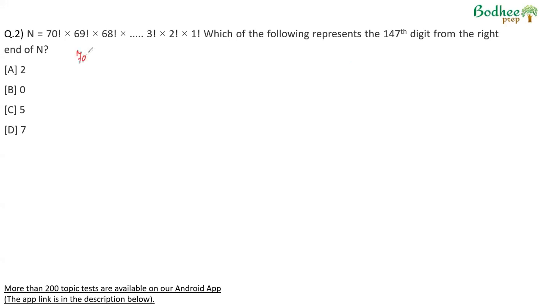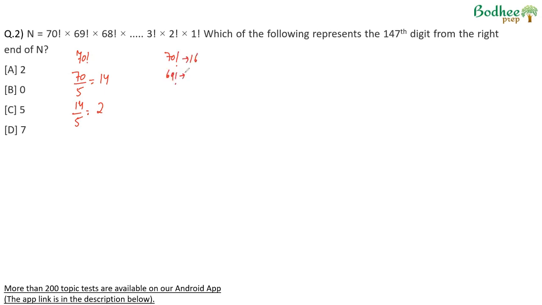The number of zeros at the end of 70 factorial: basically, we'll divide by 5, and the highest power of 5 that divides 70 factorial will be the number of zeros at the end of 70 factorial. 70 by 5 is 14. 14 by 5 is 2. So 16. 70 factorial has 16 zeros in the end.